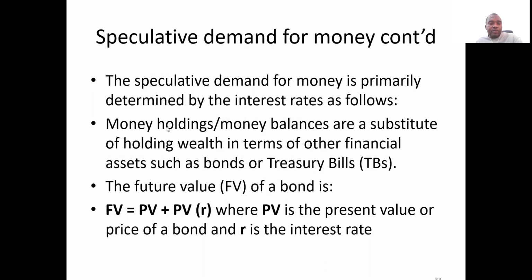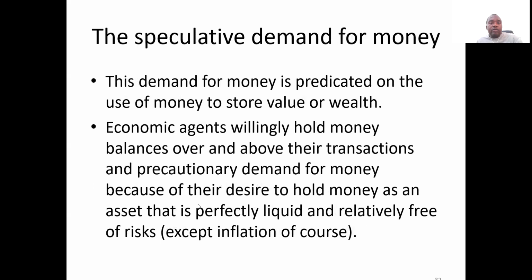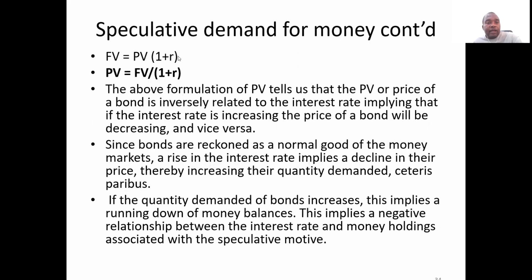If we factorize PV in this first statement, we'll have PV factor of 1 plus R, because PV is common there. PV into PV is 1. PV into PVR is simply R. And then we'll have PV factor of 1 plus R. Now, we can divide by 1 plus R on both sides, and we'll have PV being equal to FV, future value, divided by 1 plus R.